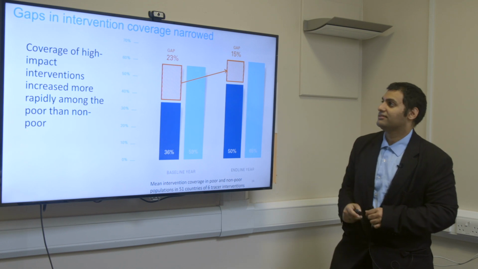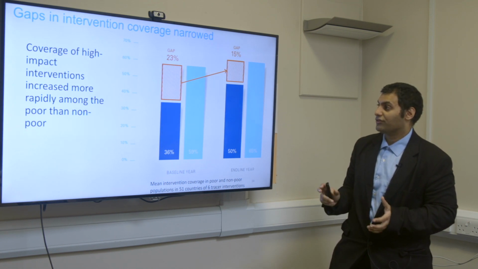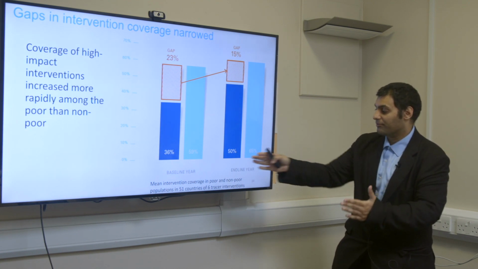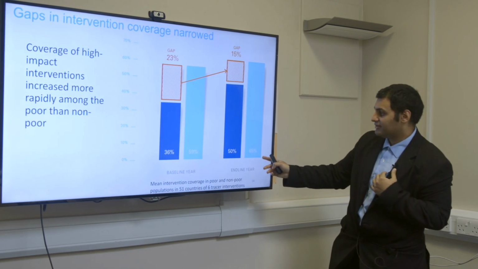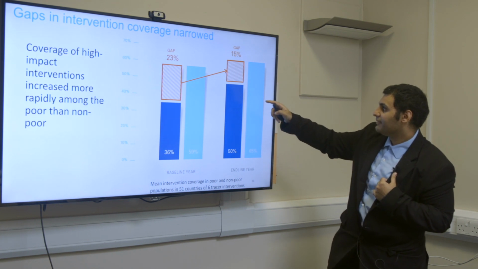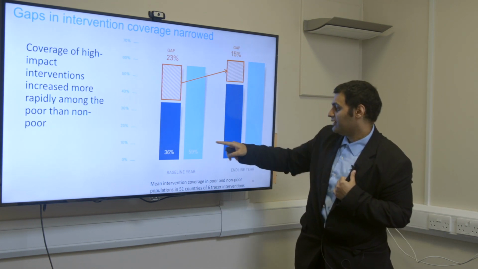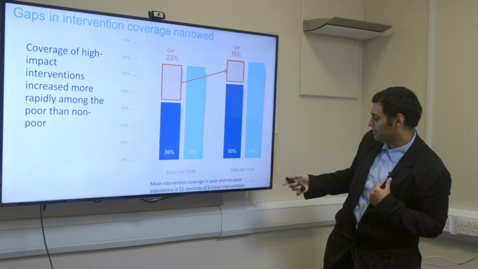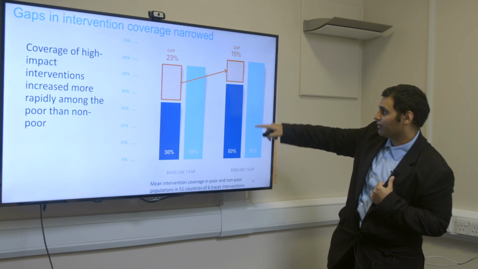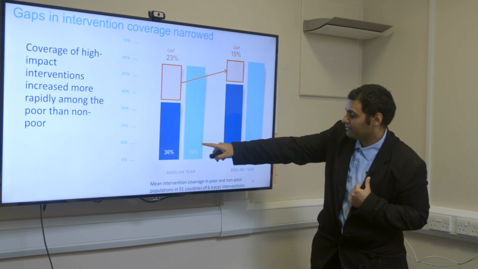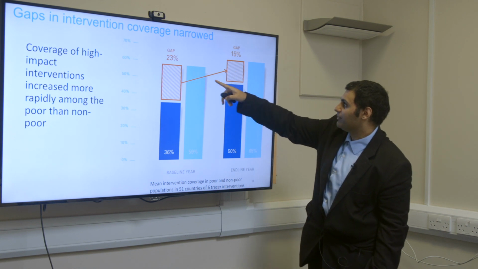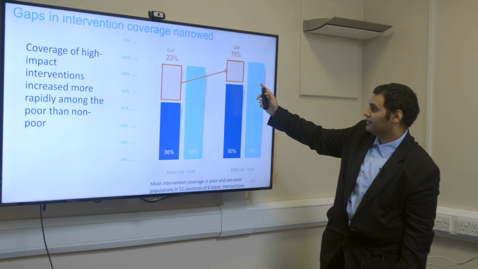So reviewing the results, what was found is that coverage of high-impact interventions increased more rapidly among the poor than the non-poor from the baseline year to the end-line year. So you can see among the poorer populations that the gap had closed more than among the richer. I think the light blue is the non-poor group, what they labeled. And the poor group is showing a 23% to 15% gap with the non-poor.